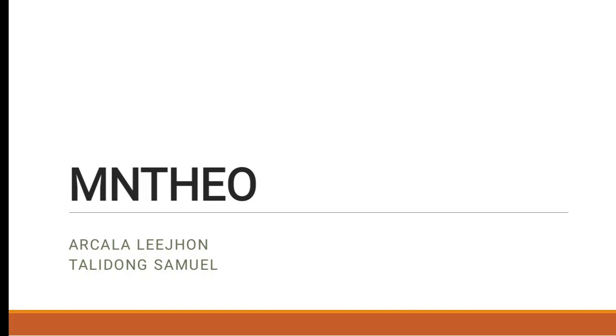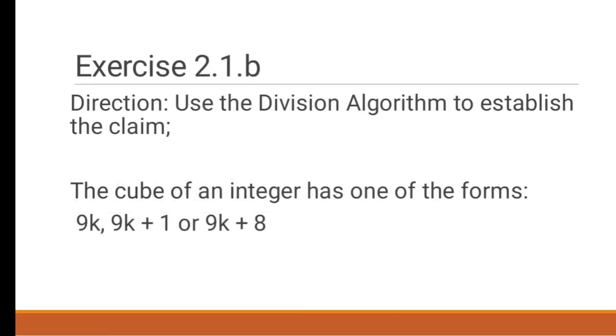Hello everyone. Today, we will prove a number theory result that the cube of an integer must take one of only three possible forms, namely 9k, 9k plus 1, or 9k plus 8. We will use the division algorithm as our main tool to uncover this hidden structure within all integers.